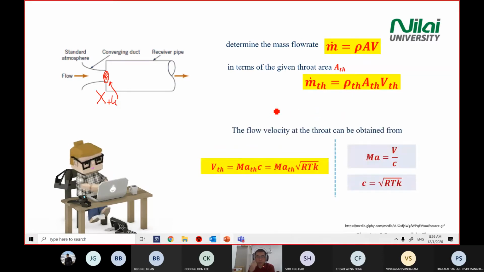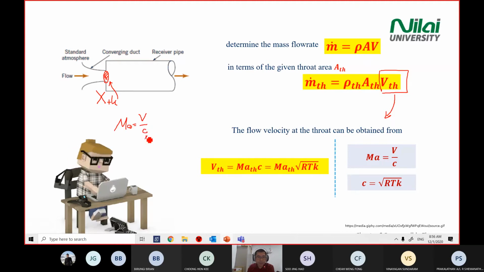And we want to determine the velocity. So again, we can modify with this. We don't know the parameter here. We need to find it out. So these are the steps to find the velocity. So we know that the Mach number equal to velocity divided by speed of sound.